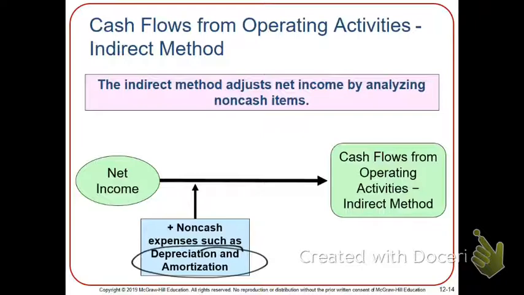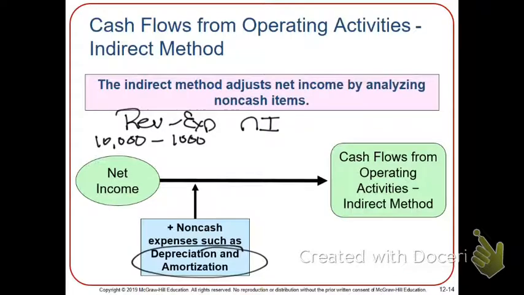All right. So when you look at the income statement and you have net income, that's revenue minus expenses. If you have $10,000 in revenue and $1,000 in depreciation expense, it looks like you only made $9,000. But if this was depreciation expense and this was all cash, didn't you really make $10,000?